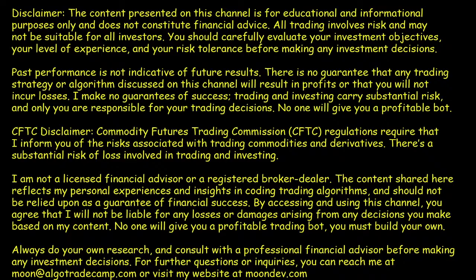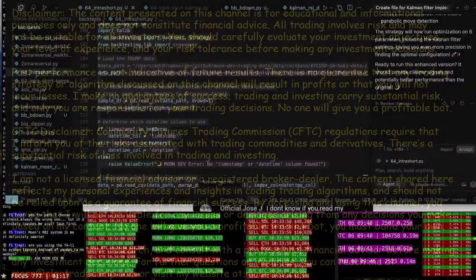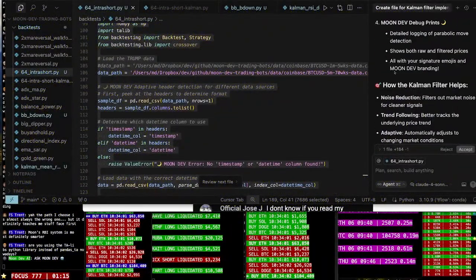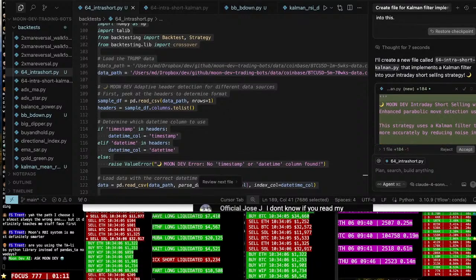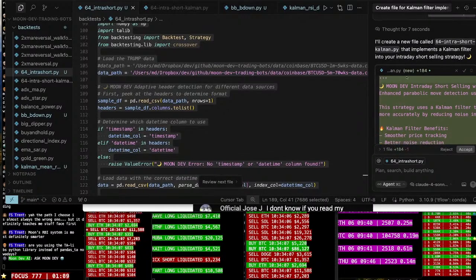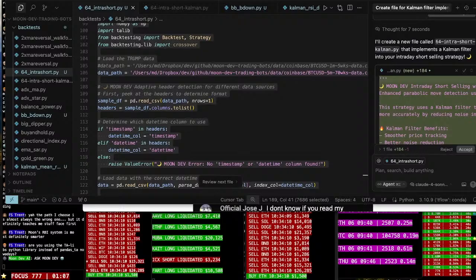Are you using TA-Lib's Python library instead of Pandas TA? I use both, just whatever's needed. Okay, so I'll create a new file called 64 intraday short Kalman. Okay, perfect. There it is.